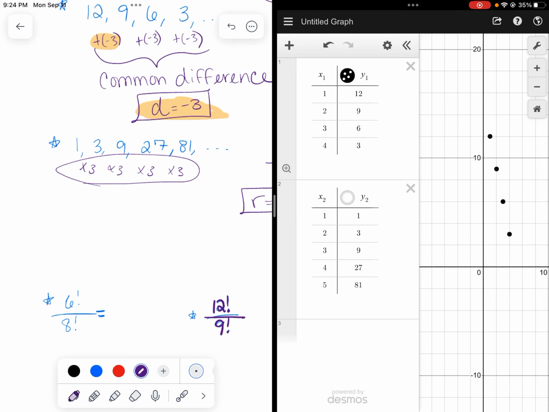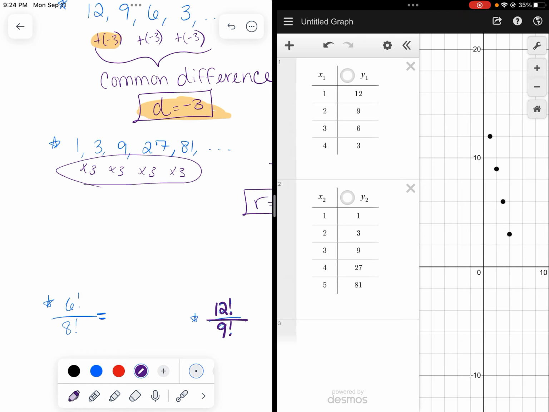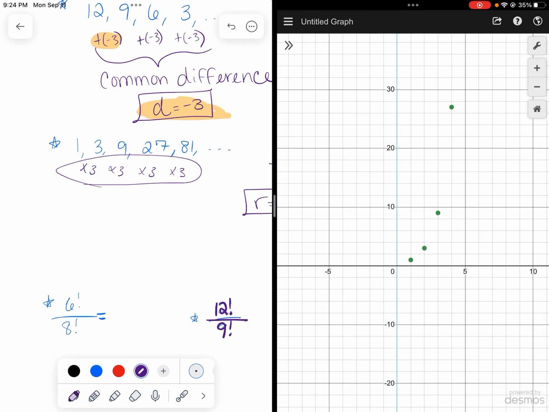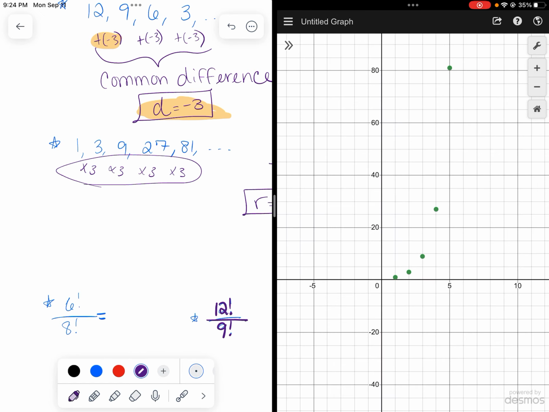So let's switch gears here and look at the second set of data. So I input that, again, my n values are 1, 2, 3, 4, 5. My outputs are 1, 3, 9, 27, and 81. And then taking a look at this function here, we can see that we're getting an exponential function. So anytime you get that pattern of multiplication, it's creating an exponential function for you.